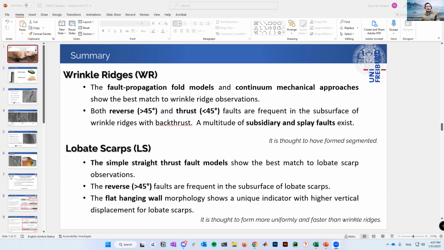We also have higher steep dip angles, like reverse faults at 45 to 60 degrees sometimes. And as I said previously, the flat hanging wall is the most unique indicator of higher vertical displacements. Okay, this was the fundamental part that I would like to start with.